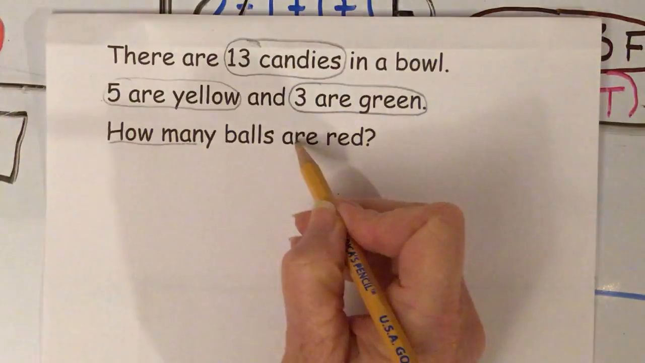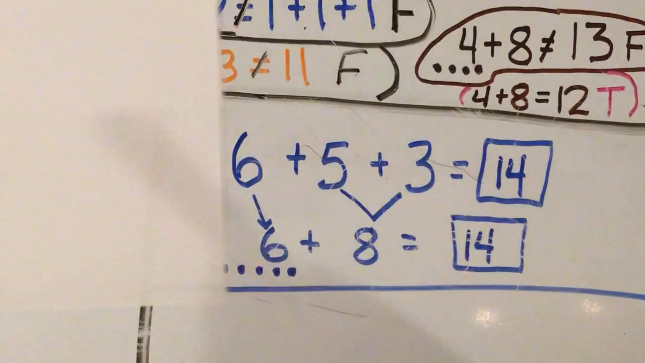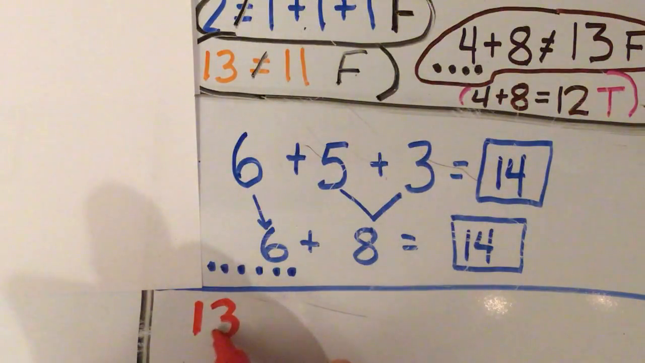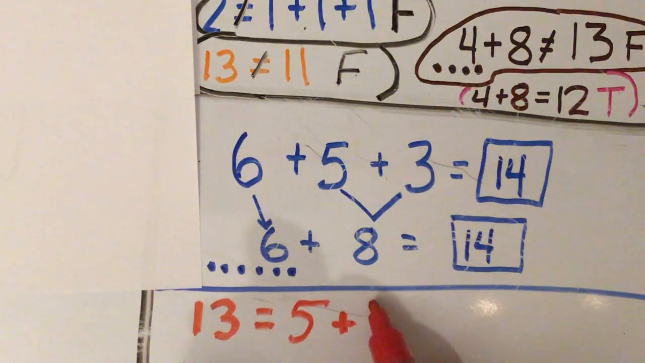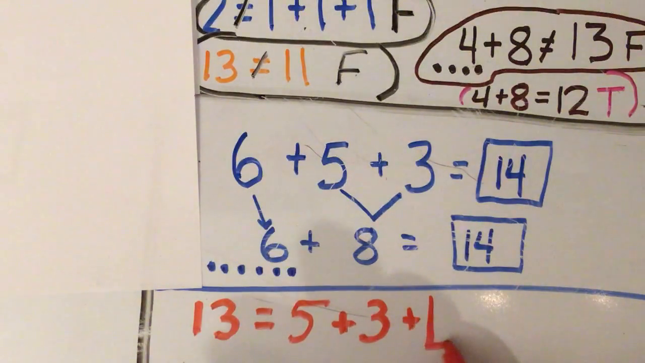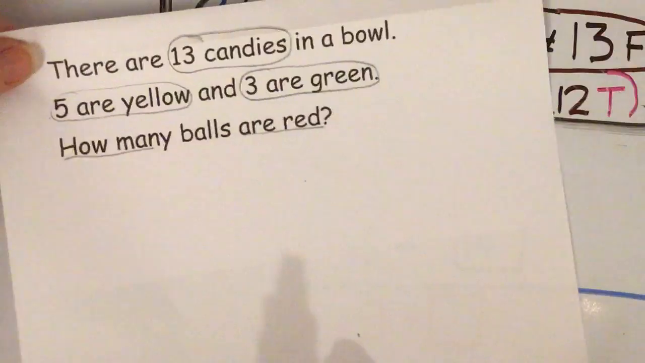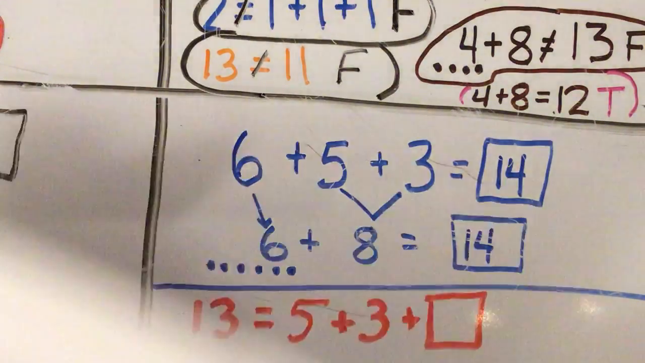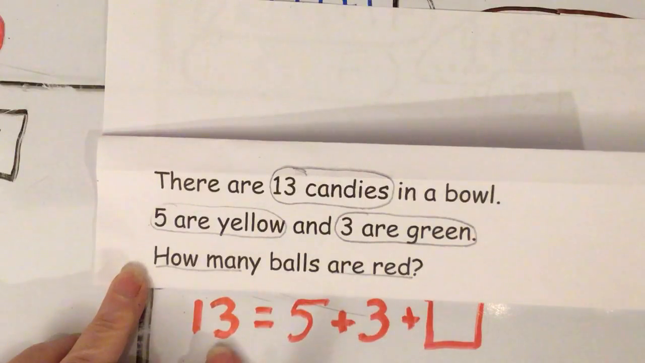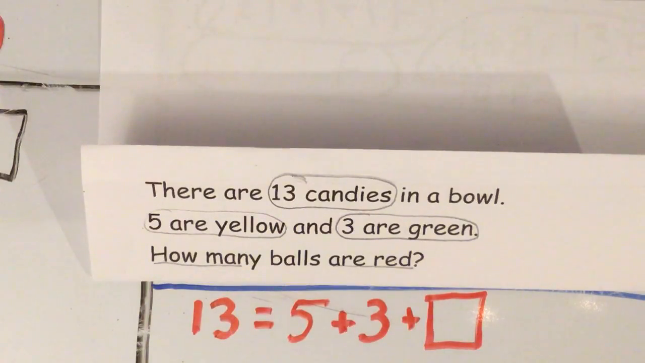How many are red? I think I'm going to make an equation and draw a picture for this one. So I have 13 candies in a bowl. I know that 5 are yellow, oh, that's wrong. 5 are yellow, 3 are green. How many are red? So for this equation, I have 13 as my total. I know that 5 are yellow and 3 are green, but I don't know how many are red. So I have to solve this problem.